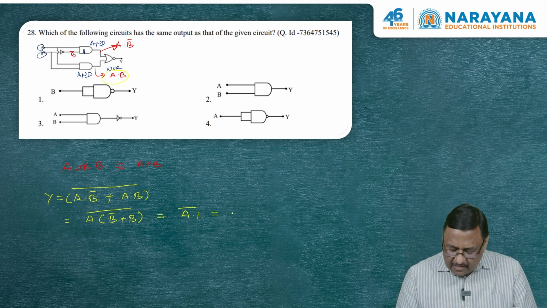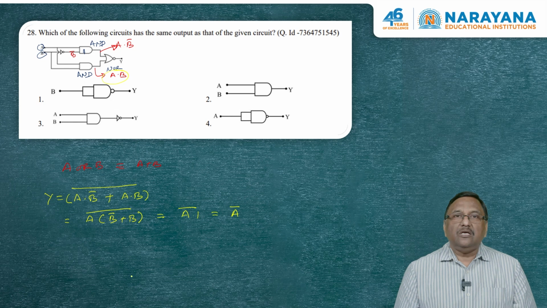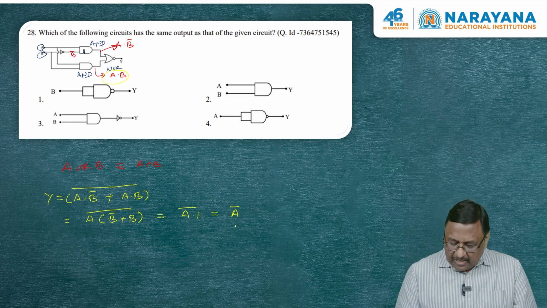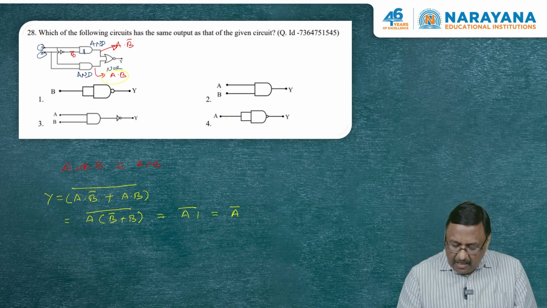Or simply I can say A dot 1 is nothing but what? A. It becomes A bar. And A bar meaning is what? It is indicating not A. So that means A NOT A, that means A is becoming a NOT circuit.